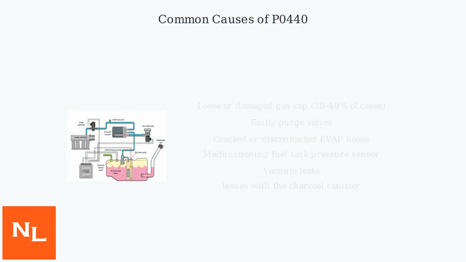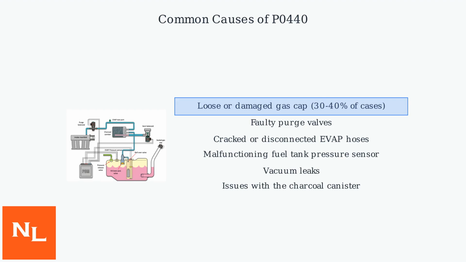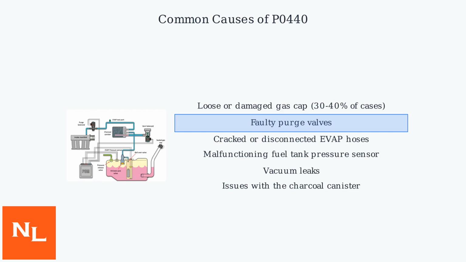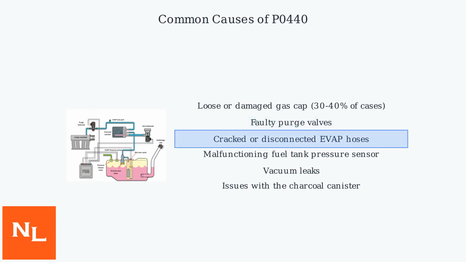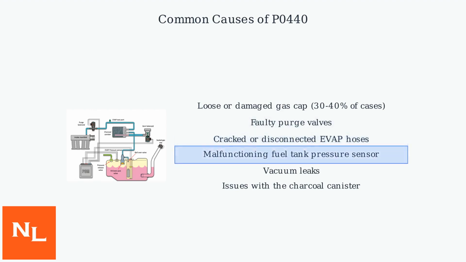Several factors can trigger a P0440 code. The most frequent culprit is a loose or damaged gas cap, accounting for 30 to 40% of cases. Other potential causes include faulty purge valves, cracked or disconnected EVAP hoses, a malfunctioning fuel tank pressure sensor, vacuum leaks, or issues with the charcoal canister. Identifying the root cause is essential for effective repair.